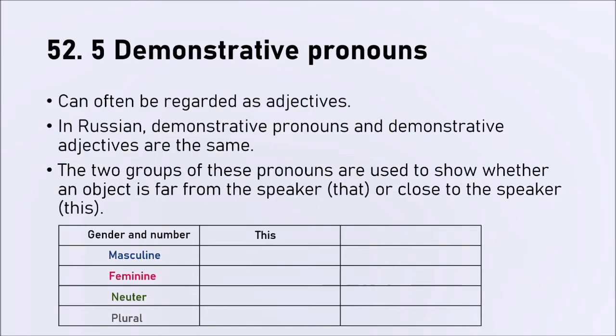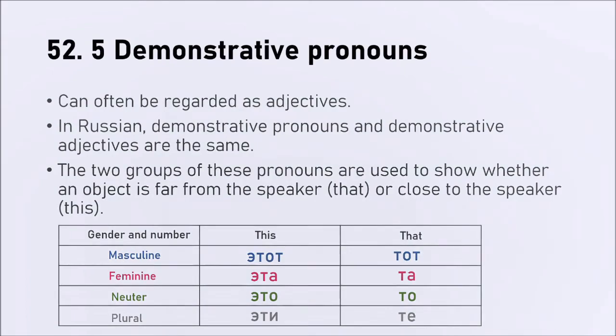If we want to say this and it's a masculine noun, we will say этот. Этот. Это for feminine. Это. The same pronunciation for neuter. Это, because of the reduction, yes. Эти for plural. Эти. Okay? So whenever you have this, you can use it either as an adjective or as a pronoun. And then for that, тот, та, то, те.